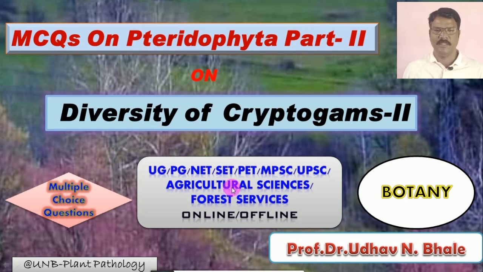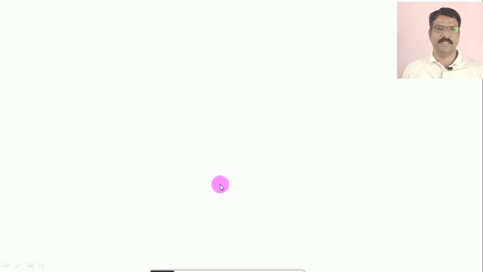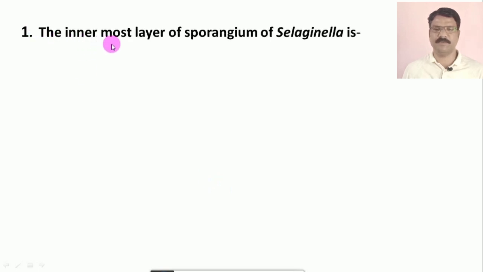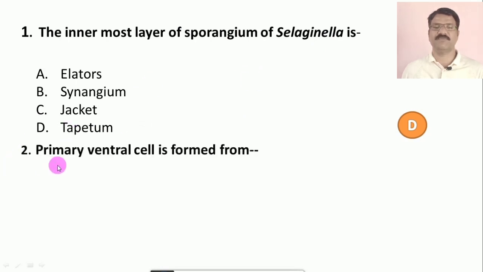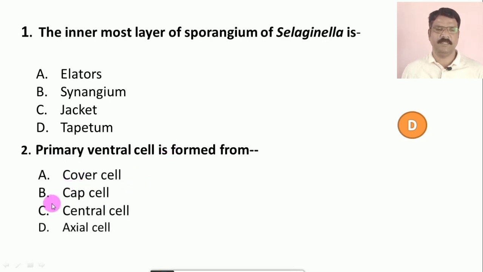Let us see question number 1: the innermost layer of sporangium of Selaginella is called. Options are A. elaters, B. synangium, C. jacket, D. tapetum. The correct answer is D, tapetum. So this is the innermost layer of the sporangium, especially in Selaginella, which is called tapetum. Question number 2: primary ventral cell is formed from. Options are A. cover cell, B. cap cell, C. central cells, D. axial cells. The correct option is C, central cells.